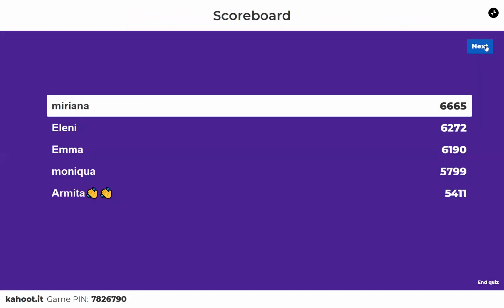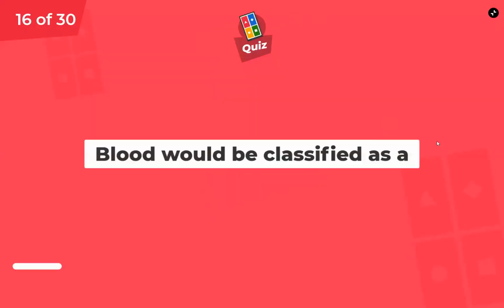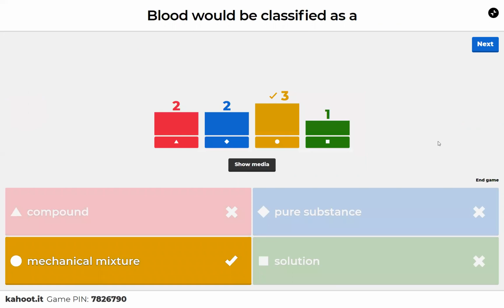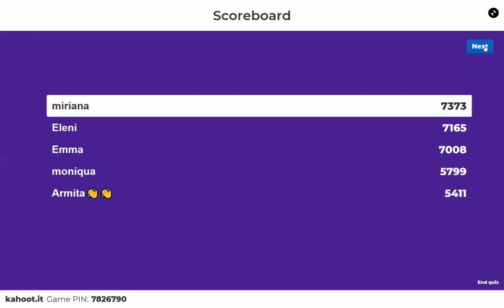All right, let's keep going here. Blood. How would you classify it as? I'll give you a hint. It's not homogeneous. It would be heterogeneous. A mechanical mixture. Very good. All right, keep going.